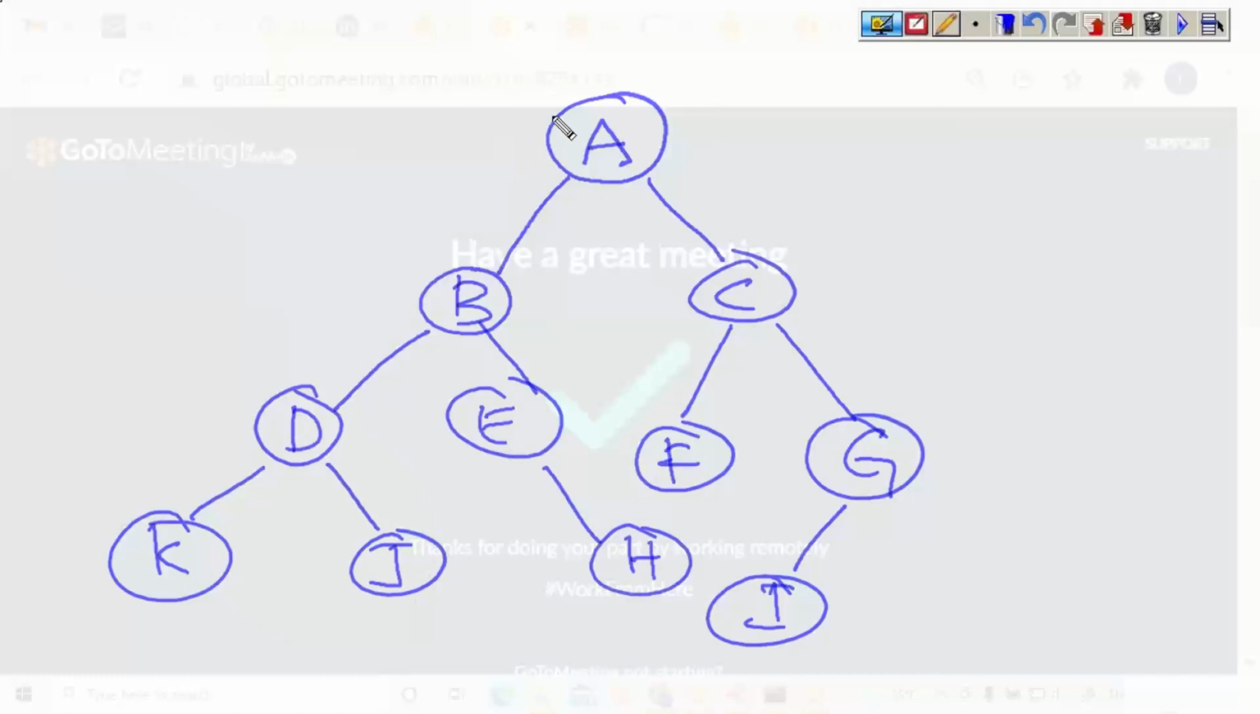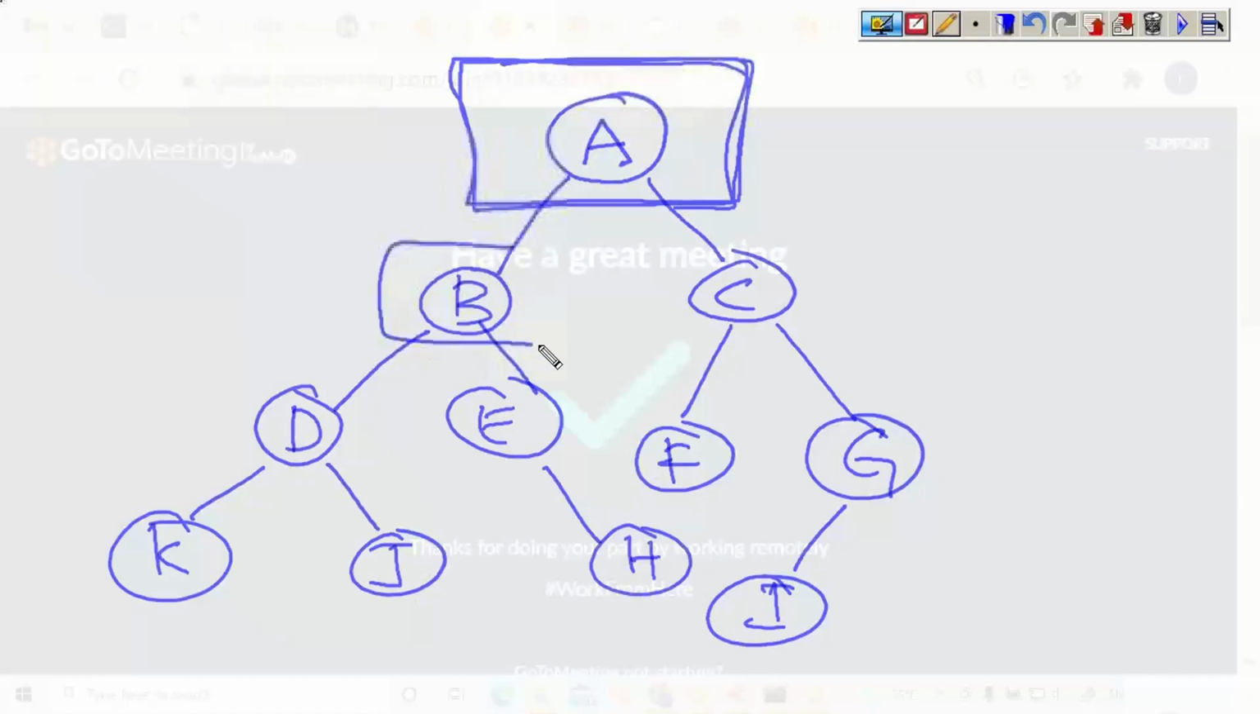Please observe, A is a parent or a root for the entire tree. For the entire tree, this is the base. From here, two childs are there, B and C. B is a root to D and E. B is a node to D and E. B is a parent to D and E. C is a parent to F and G.